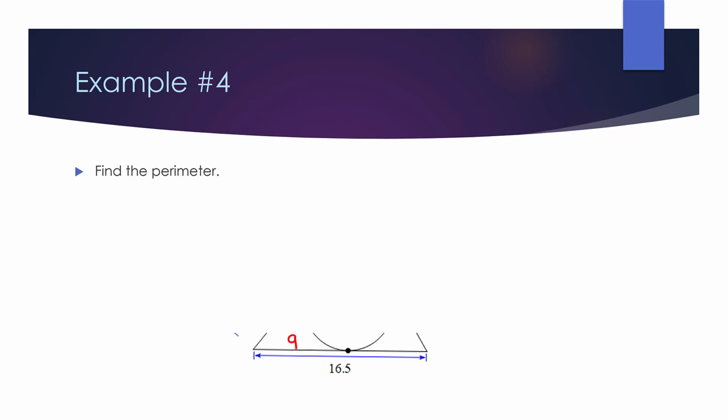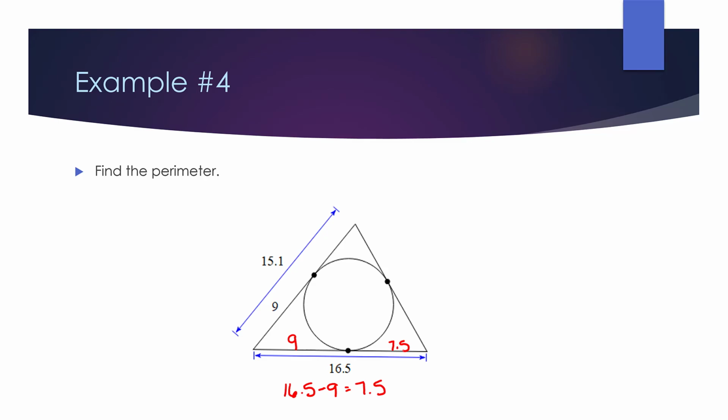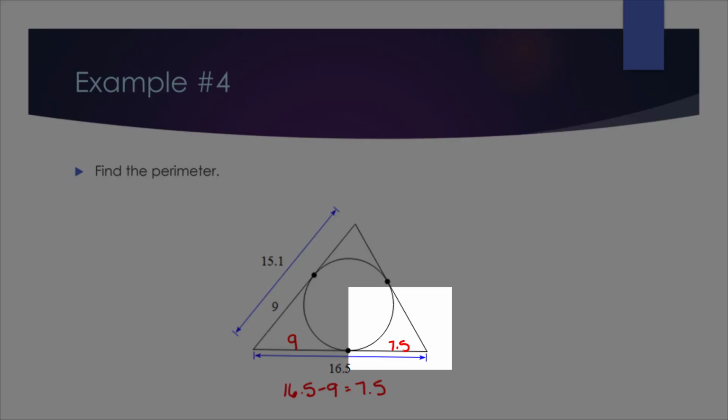If I look down here at the bottom, I see the entire length across is 16.5. But I know that left piece is 9. So if the whole thing is 16.5, but the left piece is 9, I can subtract those. 16.5 minus 9 is 7.5. And so that gives me this length here. And now I can finish out that ice cream cone. So on the bottom right ice cream cone now, if one side is 7.5, then the other side also is 7.5.